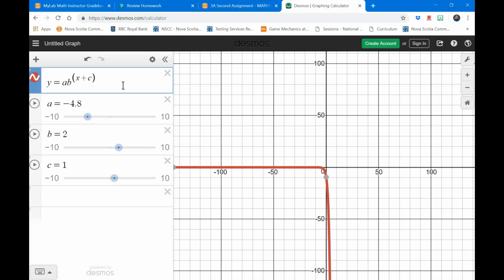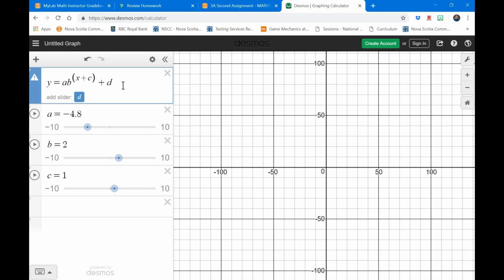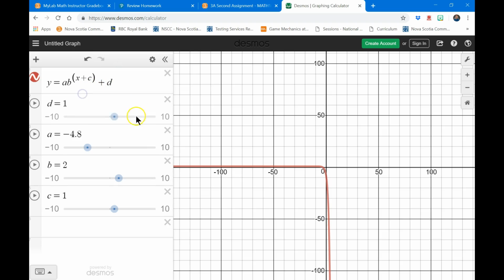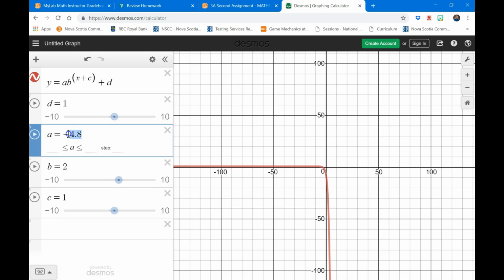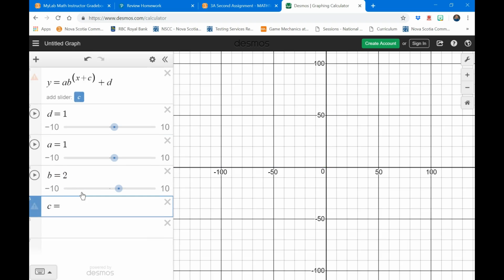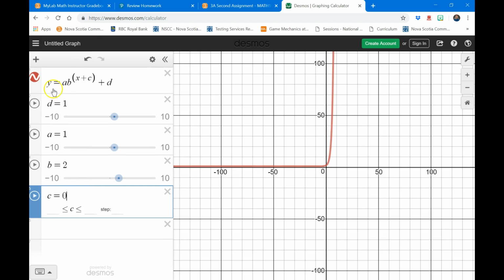I can add one more value here, d, and I'll add a slider for that. And d is basically going to be our horizontal shift. Okay, so let me just return all this stuff back. Right now we basically have 2 to the x, right? C is going to be 0, we have 2 to the x, that's it.